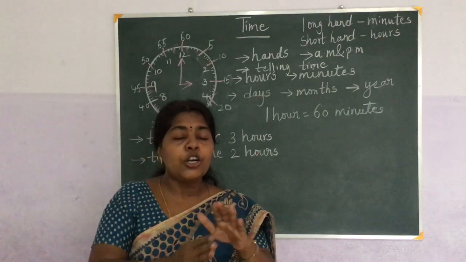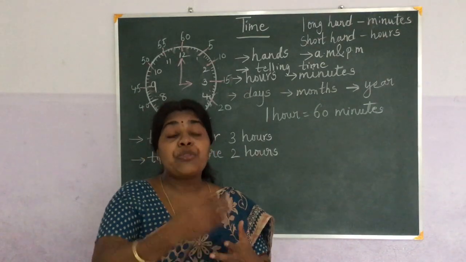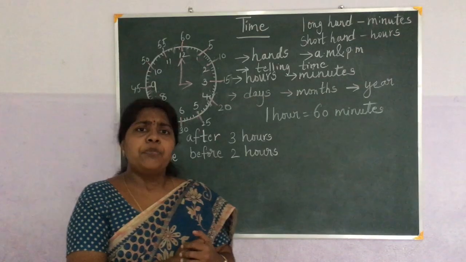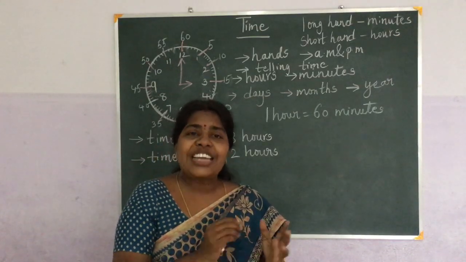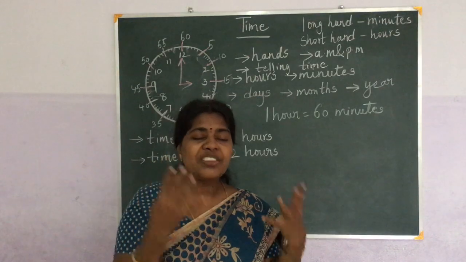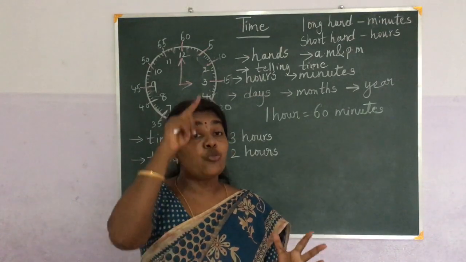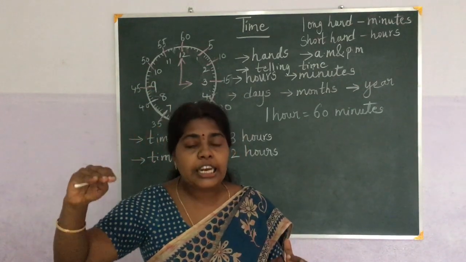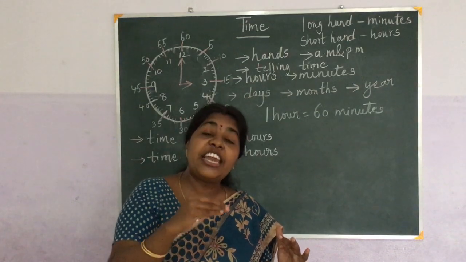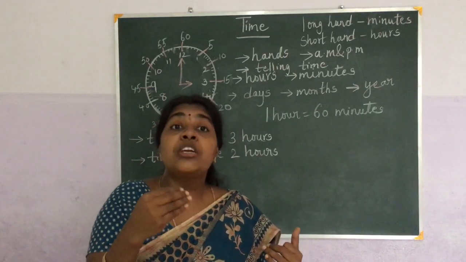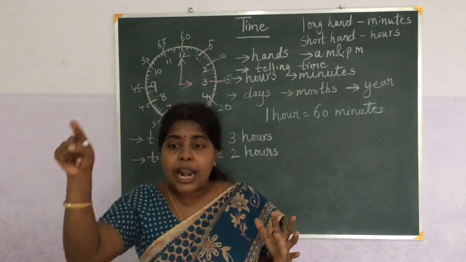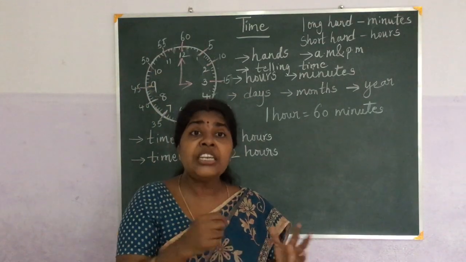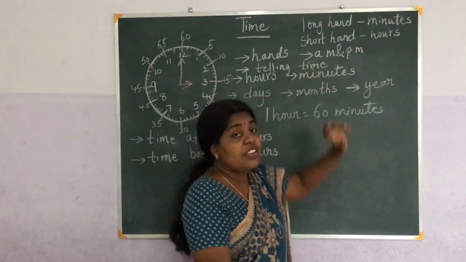So there is a way to divide the time according to the timings. How? When we get up early in the morning, the time starts from 12 midnight. We will be sleeping at midnight, so the day starts at 12 midnight. Then 1 midnight, 2 early morning, 3, 4 early morning, 5, 6, 7, 8, 9, 10 o'clock in the morning, 11, 12. So the time from 12 midnight to morning 6, 7, 8, 9 till noon 12 o'clock is called AM.